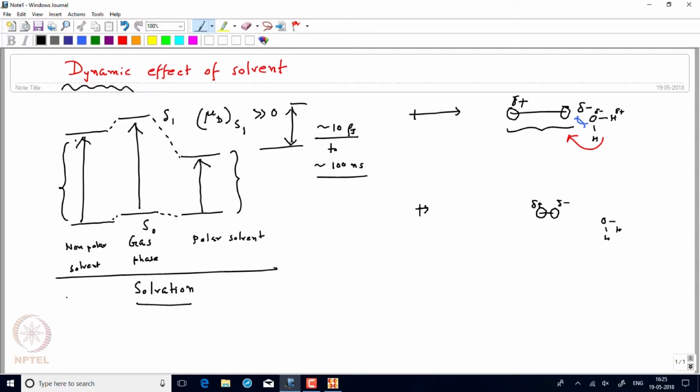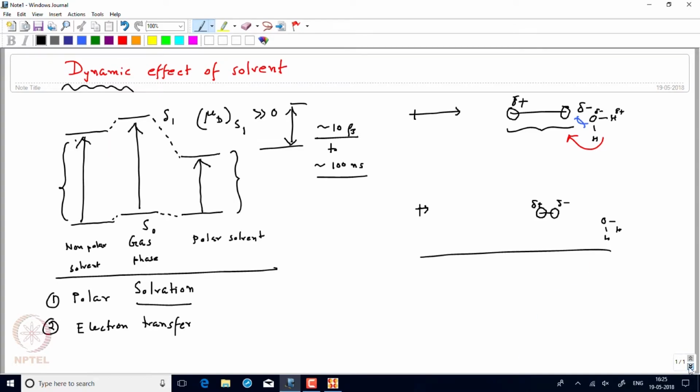Another effect. This effect is basically, as we said, called polar solvation, and another dynamic effect of solvents is in electron transfer. Both of which we will study. So first, let us talk about the polar solvation dynamics, which you have already kind of schematically shown here.